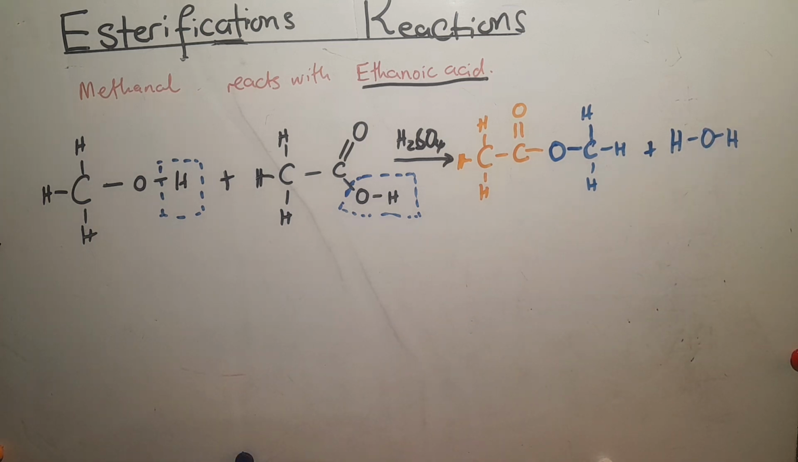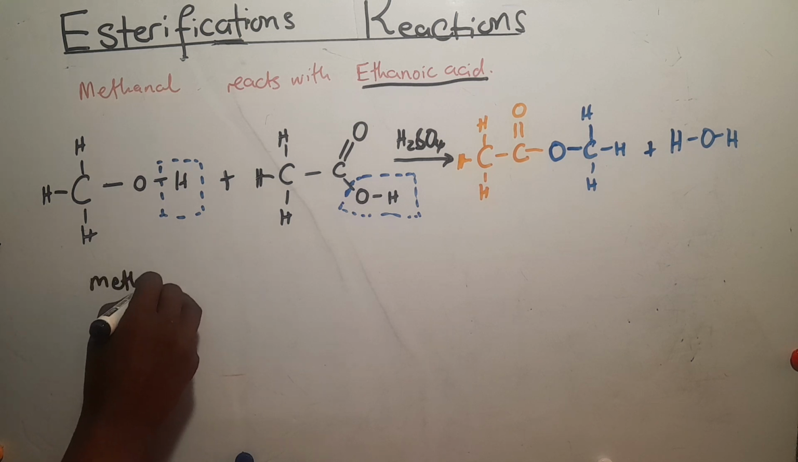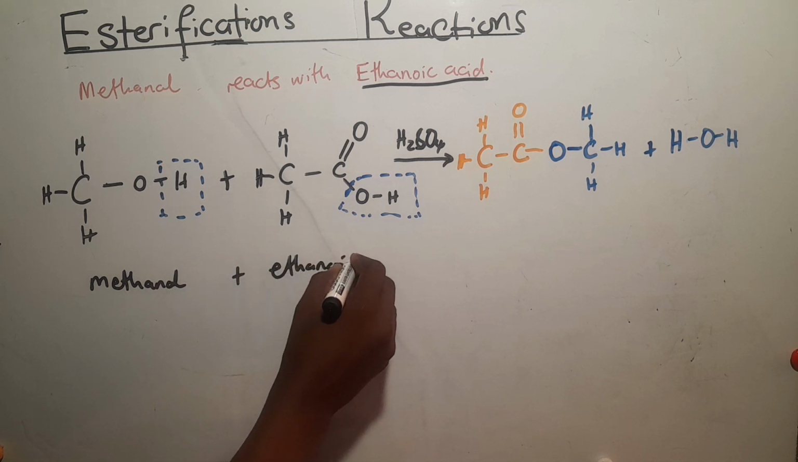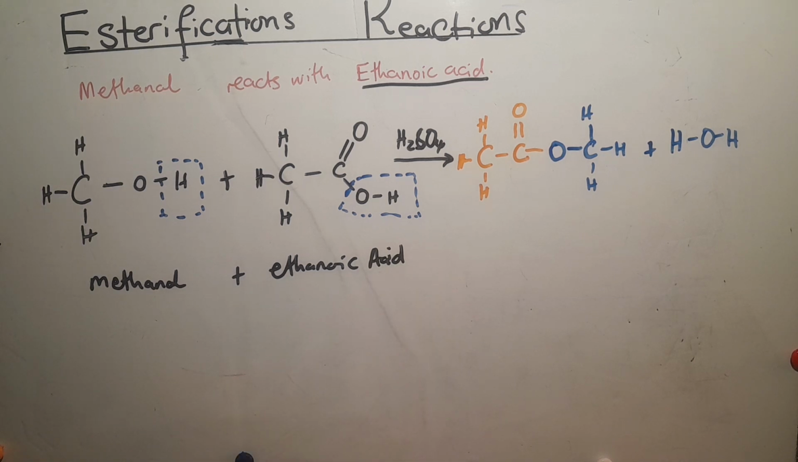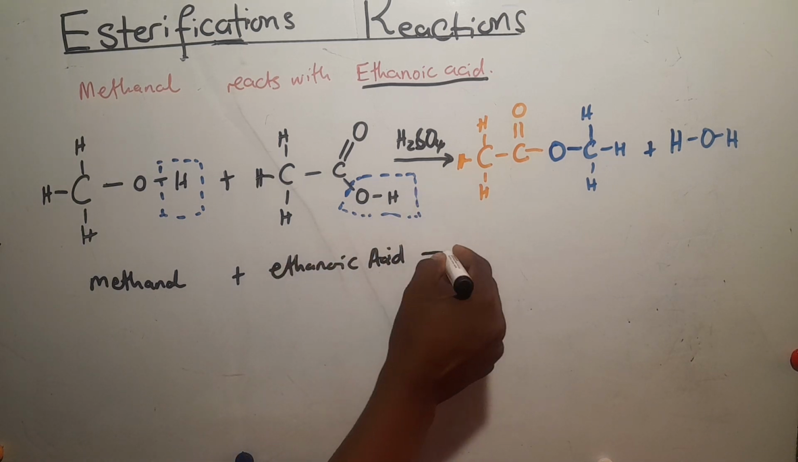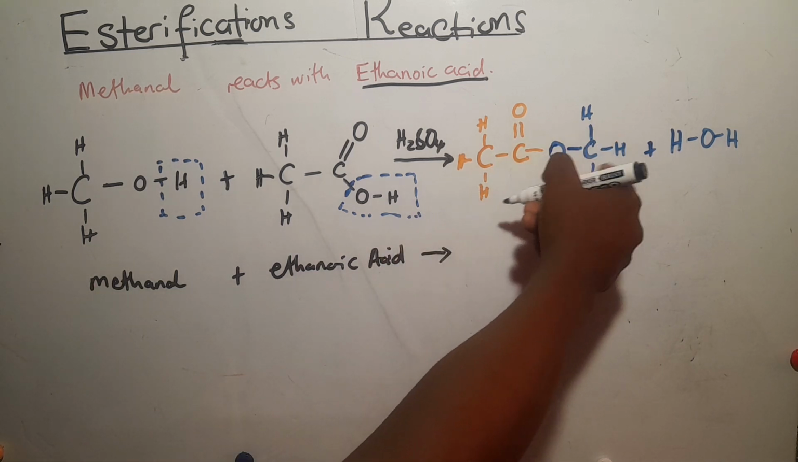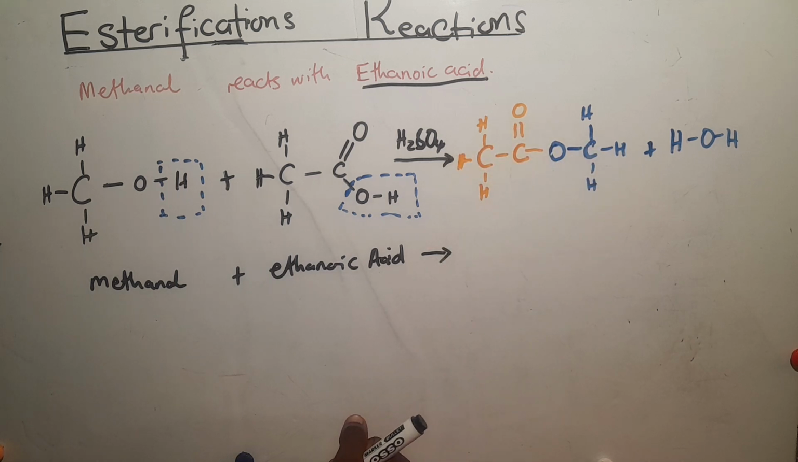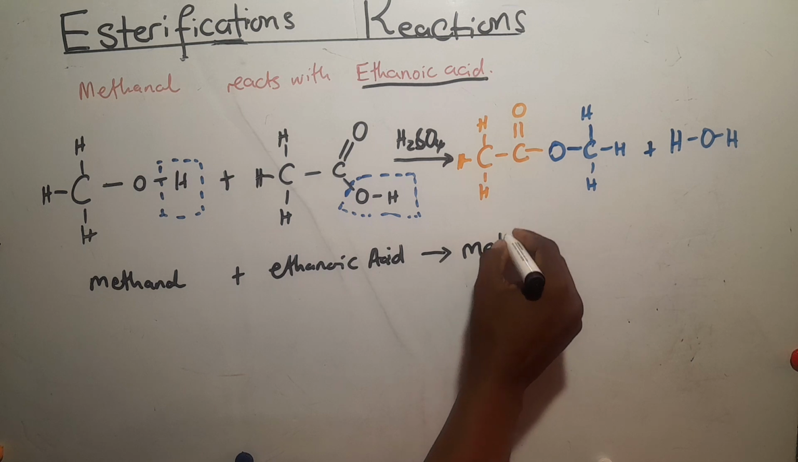So how do you name these carboxylic acids now? Because we're having a methanol plus ethanoic acid. So you first name the alcohol branch. So this alcohol is the one that we first name. So this alcohol is just 1 carbon, it will be methan, right? So we use methyl.